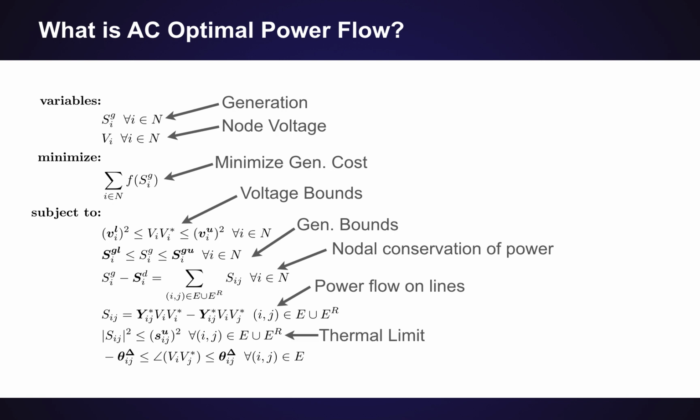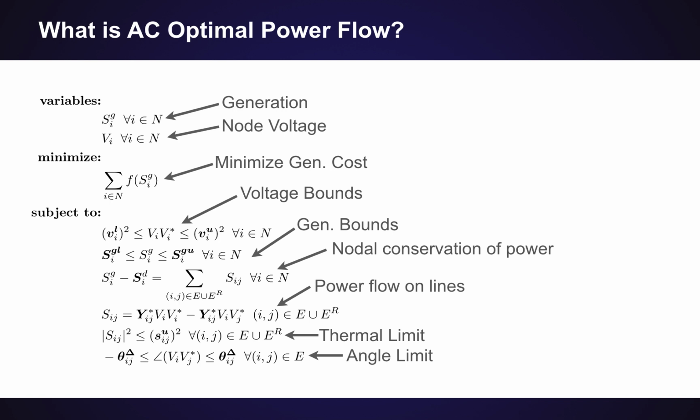Then we have the thermal limits of the lines, or the power limits. They can be thermal limits, they can actually also represent stability limits, depending on the type of system. And then finally we have the angle difference limit, that is the last constraint we are considering here. So this is a very stylized version of this AC optimal power flow problem.